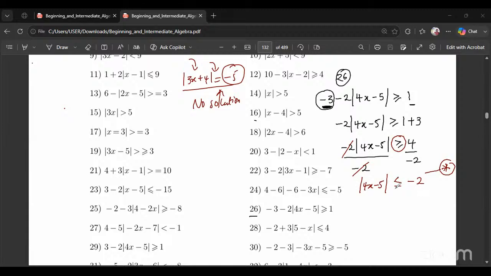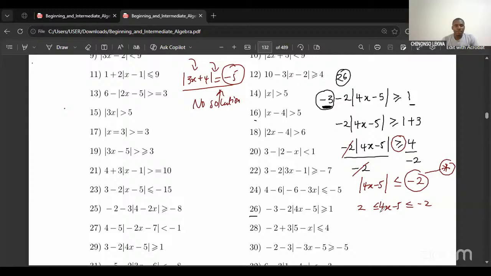But let's go ahead and solve it and see if it will have a solution or not. I feel this problem will not have a solution because it's a negative result. But let's solve it and see what the outcome will be. So we have 4x minus 5 less than or equal to negative 2 and greater than or equal to 2. Okay, you see, there will not be any solution here.